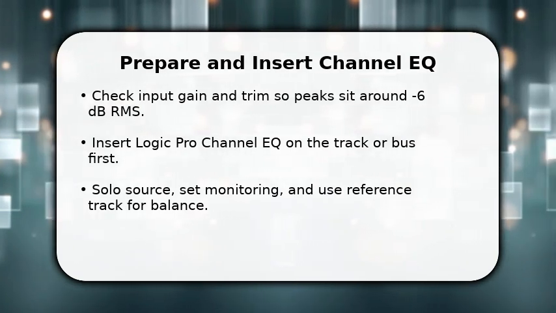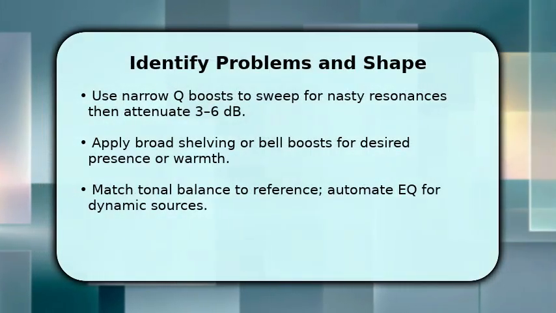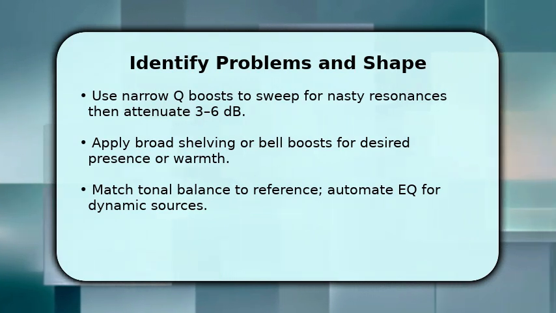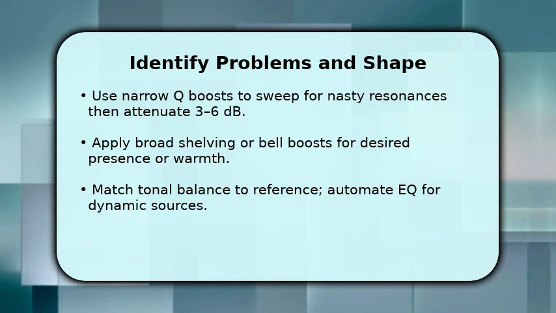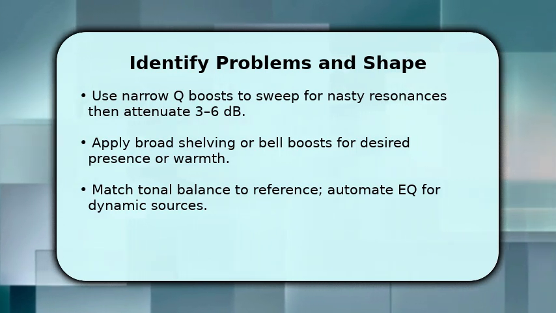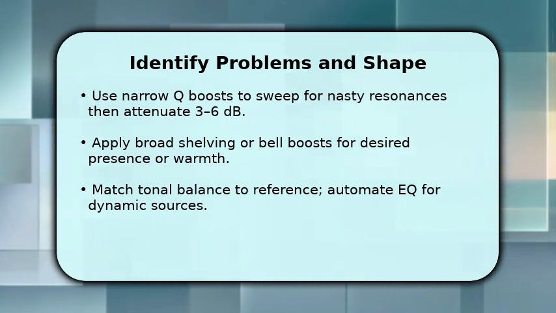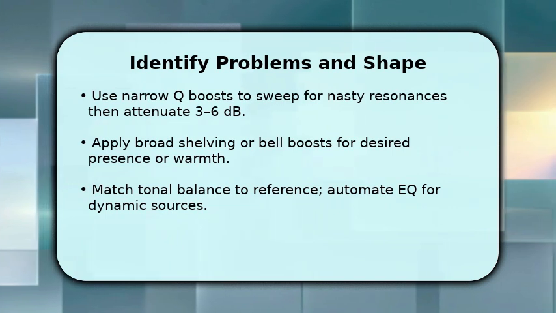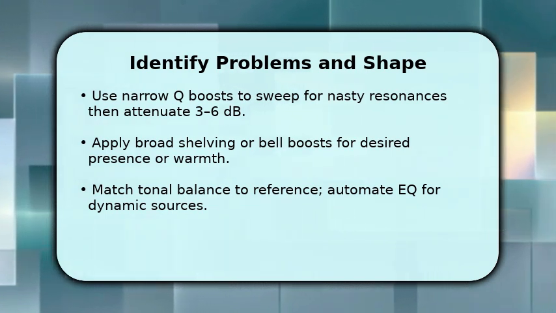You now find and fix problem frequencies by using a narrow Q and boosting around 6-12 dB while sweeping. When an irritating resonance appears, cut it 3-6 dB with a narrower Q. Once problems are removed, switch to broader Qs and gentle boosts to add presence or warmth, shelving for highs or bells for mid-character. Make musical, not technical, moves.